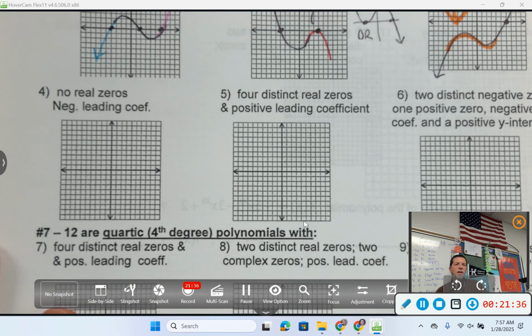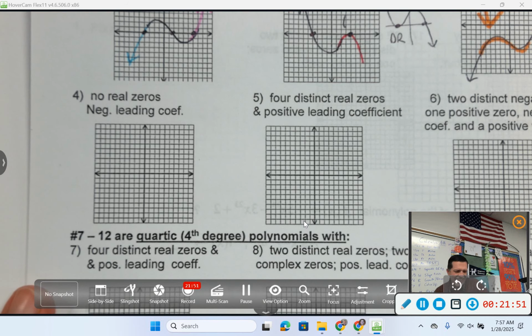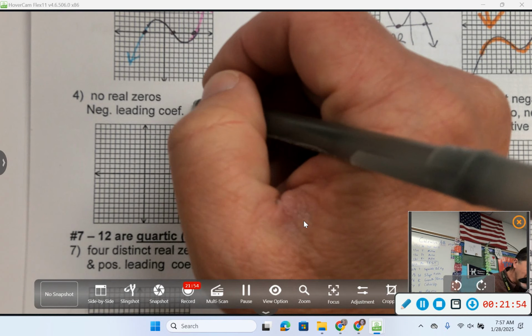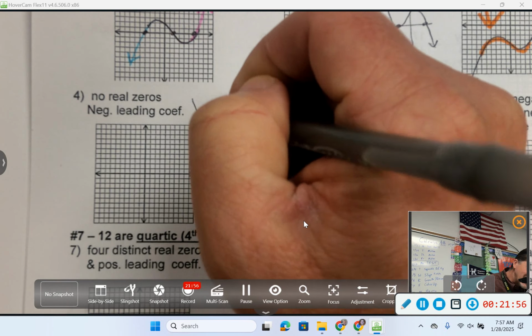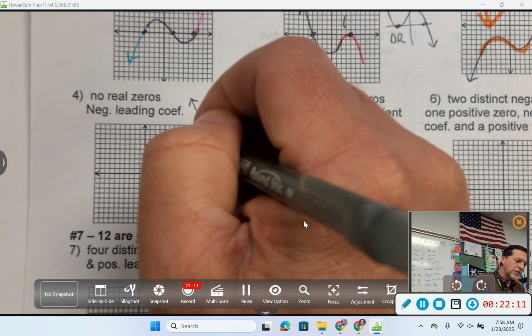How about number 4? No real zeros, negative lead coefficient. It's not possible. Why is it not possible? Because you have to cross the axis. If it's a negative lead coefficient, then it looks like that. But if it looks like that, it's got to cross the x-axis somewhere. Even if it was a positive lead coefficient, you'd have to cross the axis somewhere. So that's not possible.